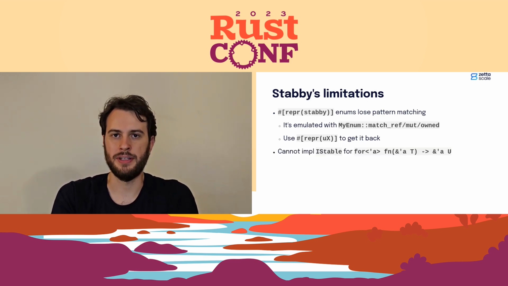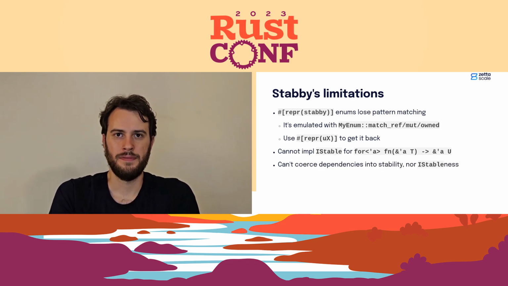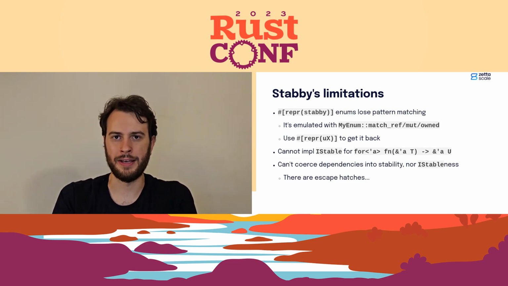You cannot implement the stable trait for functions that have generic lifetimes. That's a constraint of the compiler because that would conflict with the implementations that exist for functions in general. And the main problem is that you can't coerce your dependencies into stability, nor into being stable if they aren't. There are escape hatches, so if you know that a type is stable, you can just say that it's stable like some other type and tell stabby what that type would be. That way, you don't have to worry that much about the orphan rule.